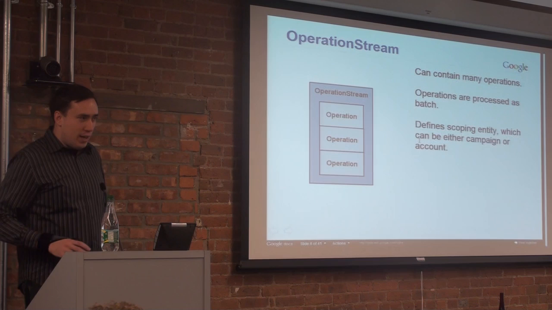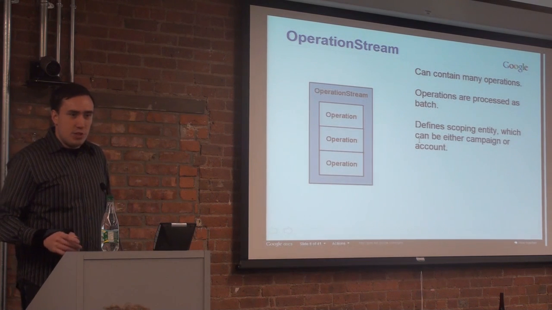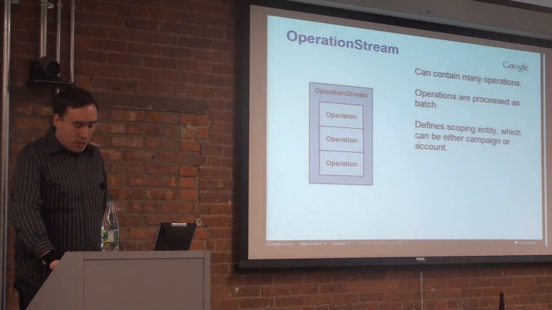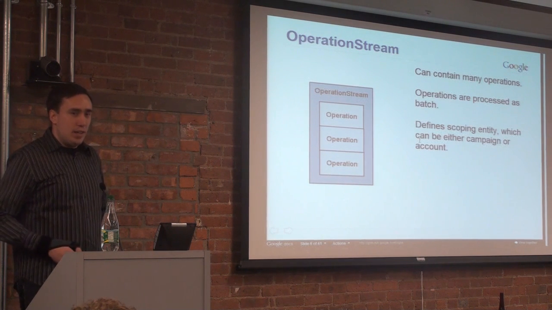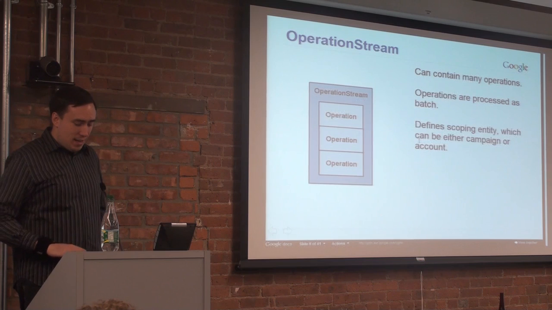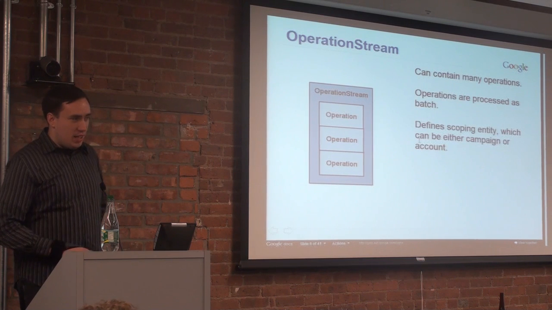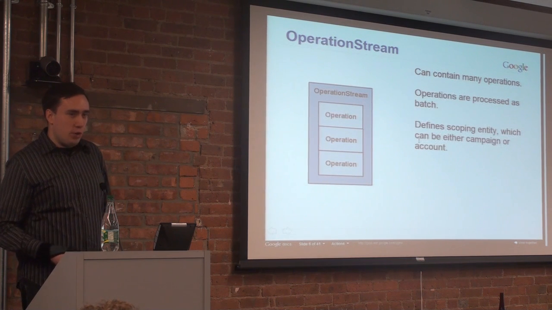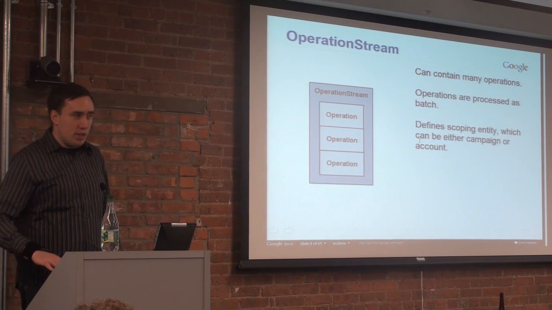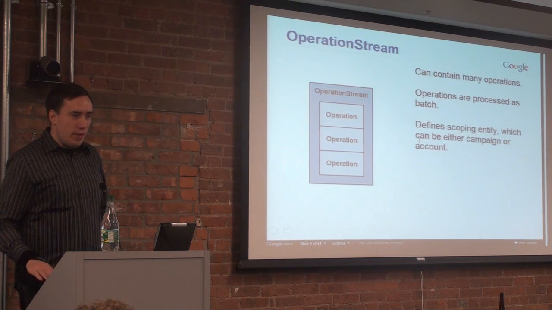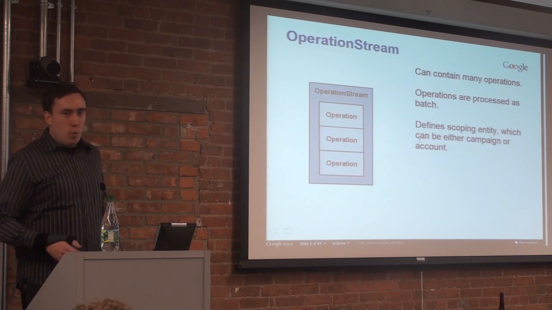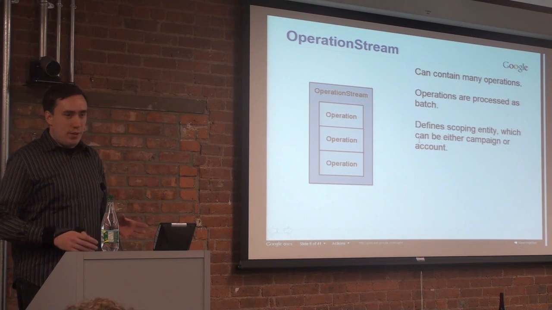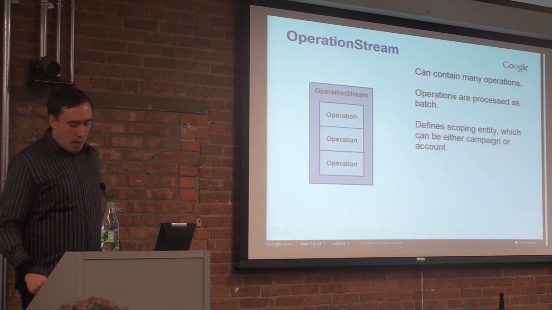Then you take these operations that you have and you package them into an operation stream. An operation stream is meant to contain many operations, and they're processed in a batched manner. What that means is that if one of the operations in an operation stream fails, the whole stream isn't committed, so none of the operations in that stream are committed. The goal here is that if you want certain operations to either succeed or fail together, put them into a stream.